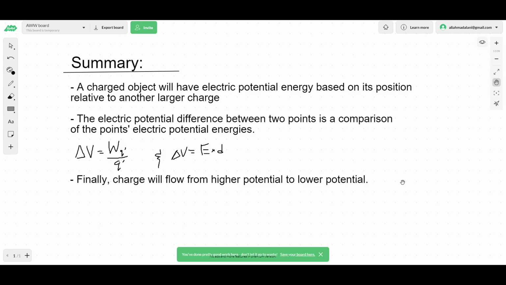The first way is to find out how much work you've done on the charge to move it and divide it by how much charge that test charge has. Another way is to multiply the strength of the electric field by the distance of the 2 points that you want to find the potential differences between. And lastly, for the final point, charge will flow from higher potential to lower potential.